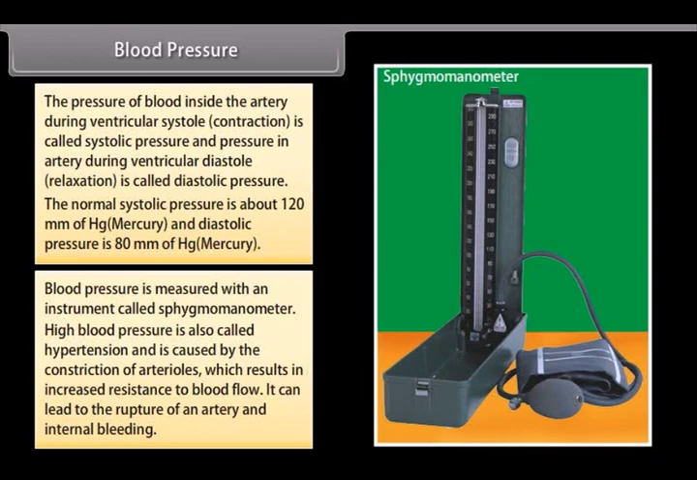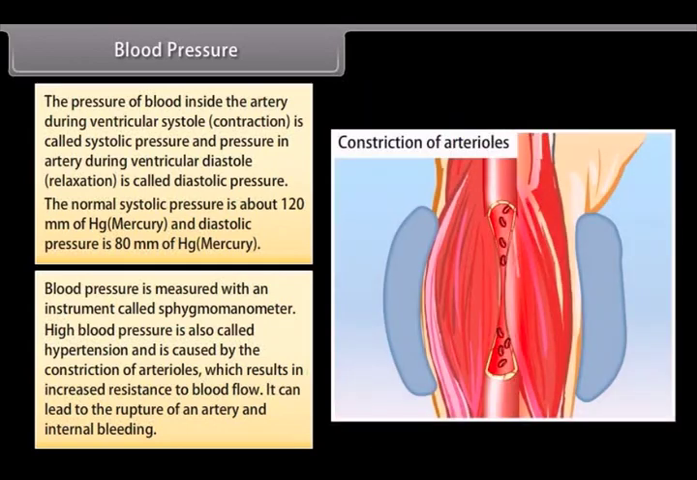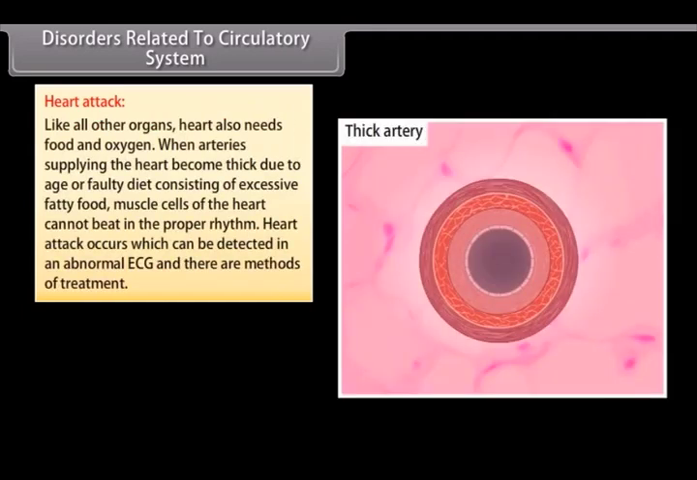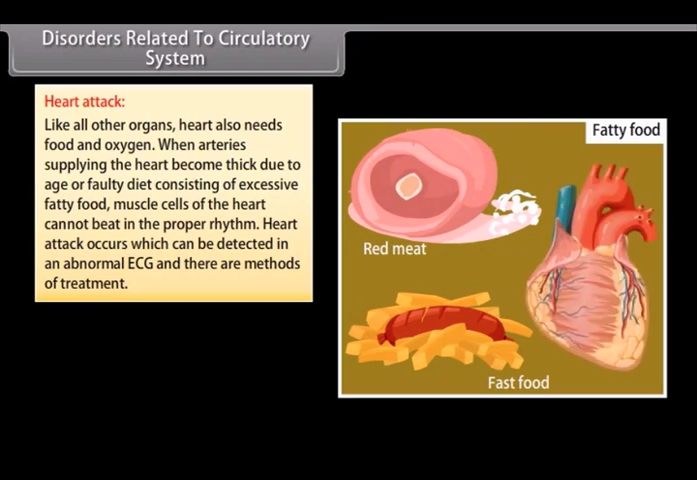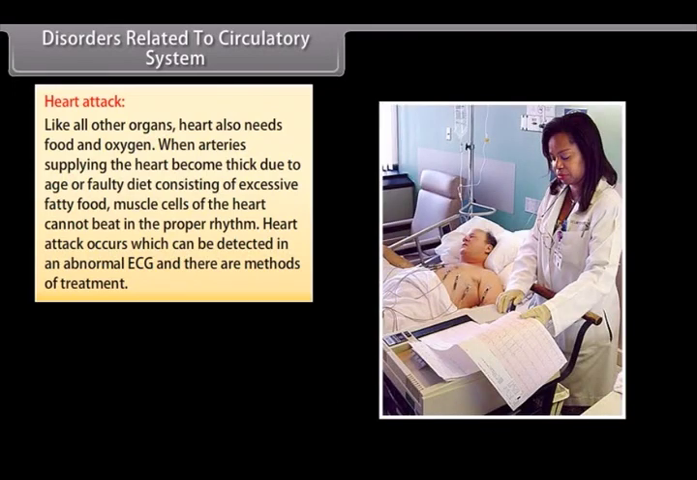High blood pressure is called hypertension and is caused by the constriction of arterioles, which results in increased resistance to blood flow. It can lead to the rupture of an artery and internal bleeding. Disorders related to circulatory system. Heart attack. Like all other organs, heart also needs food and oxygen. When arteries supplying the heart become thick due to age or a faulty diet consisting of excessive fatty food, muscle cells of the heart cannot beat in the proper rhythm. Heart attack occurs, which can be detected in an abnormal ECG, and there are methods of treatment.